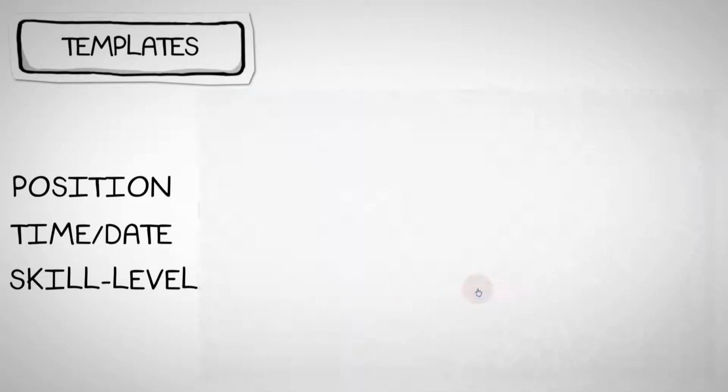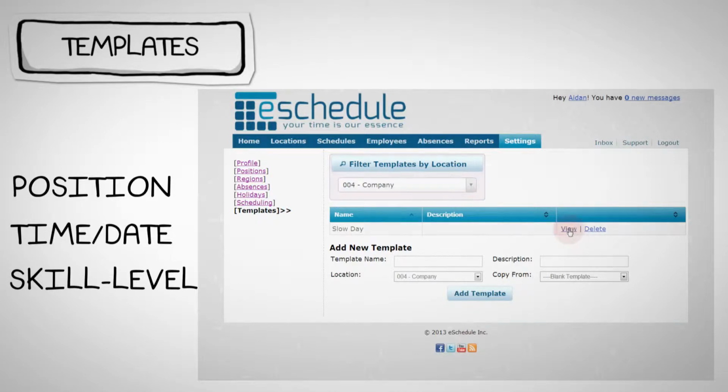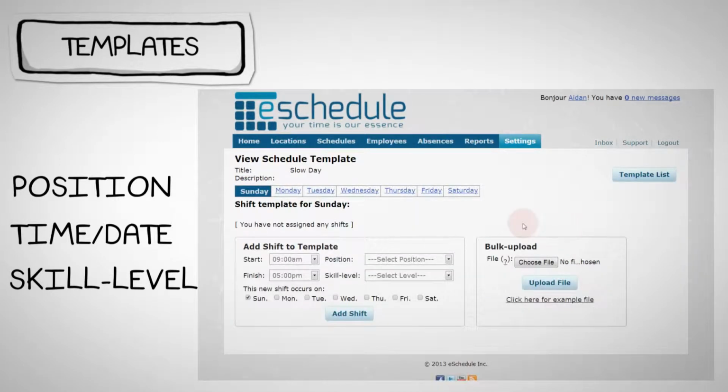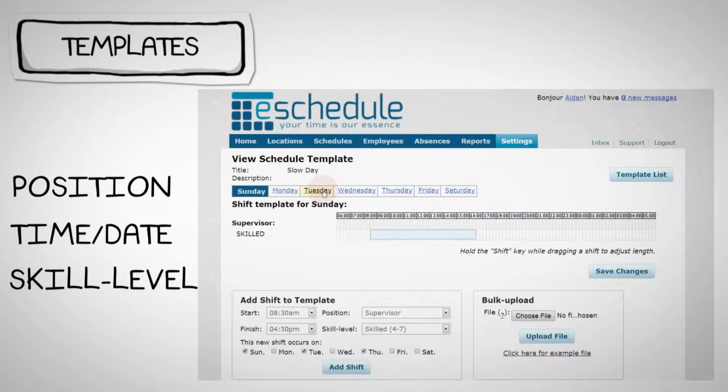Click Add Template and you will see it appear in the template list at that store. Click the View button next to the template you just created to begin. Start by selecting the start and finish time of the shift you are looking to schedule. Then select the position that will be working that shift and what skill level is required. Lastly, choose what days the shift occurs on and click Add Shift. This will add it into your template.